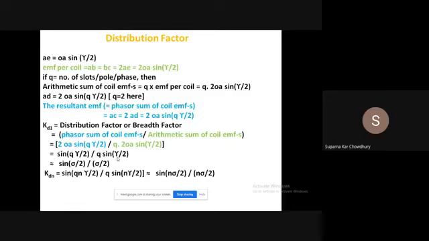Then it makes the winding more mechanically strong also, because if we put all the conductors in a particular slot, the mechanical strength will not be there, but we are distributing, so it will be more mechanically strong also. So distributing a winding has many advantages.